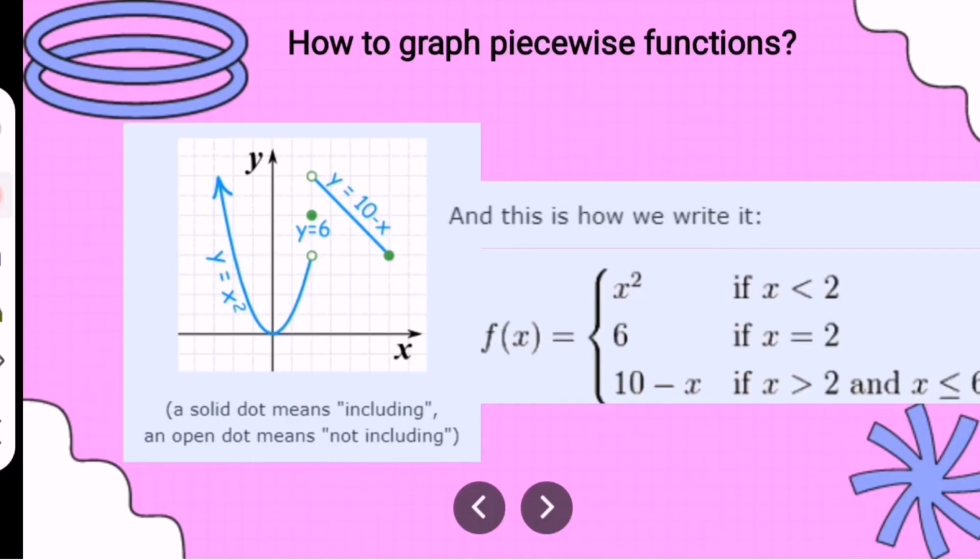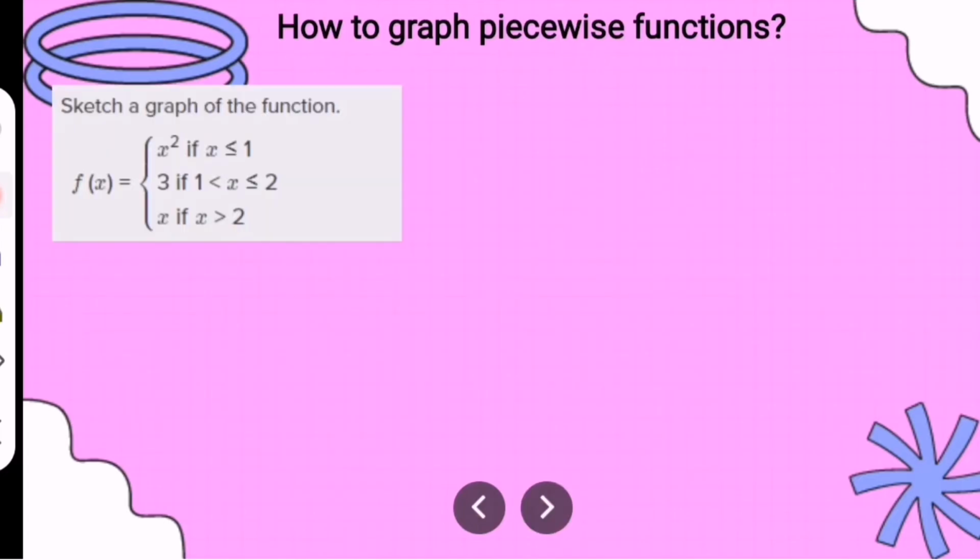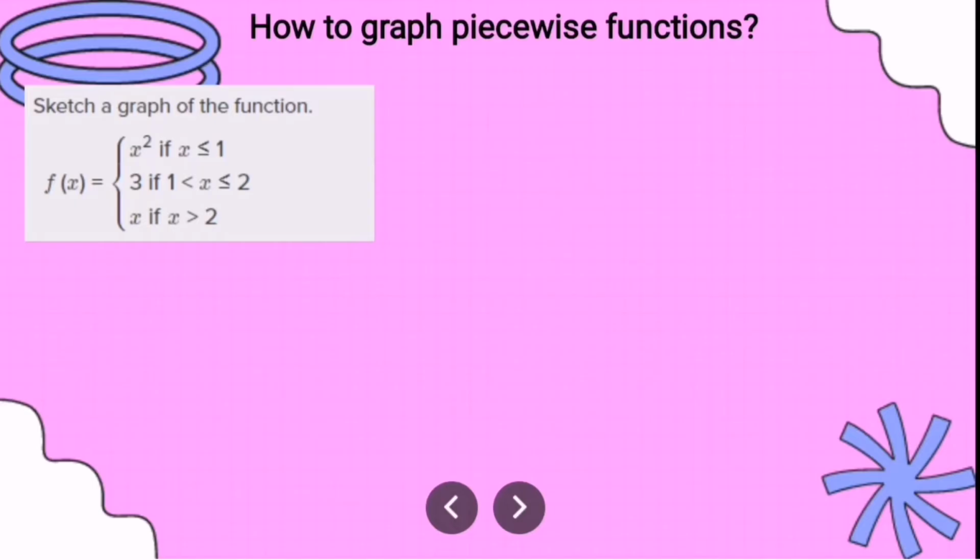Let's try to graph this following piecewise function. As you can see, we do have 3 equations here. So what I like to do is to rewrite them out as y equals x squared. We have another equation, y equals 3. And then we have also an equation, y is equal to x. Again, this is written as y equals x squared, y equals 3, and y equals x.